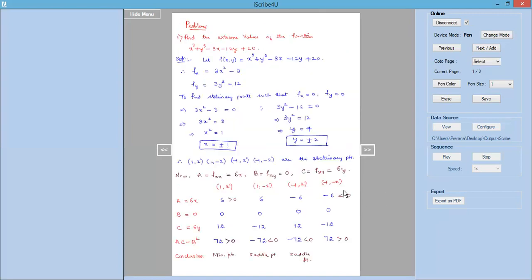So this particular point, minus 1 comma minus 2, represents the maximum point for us. Maximum point. So we obtained a maximum point and we obtained a minimum point. Now we shall obtain the maximum value and the minimum value for the given function f of x comma y.